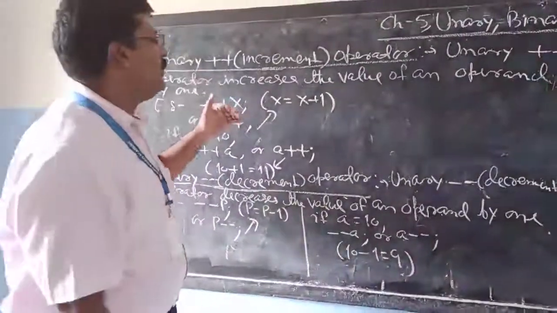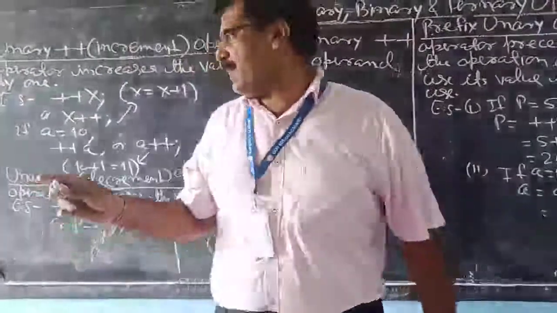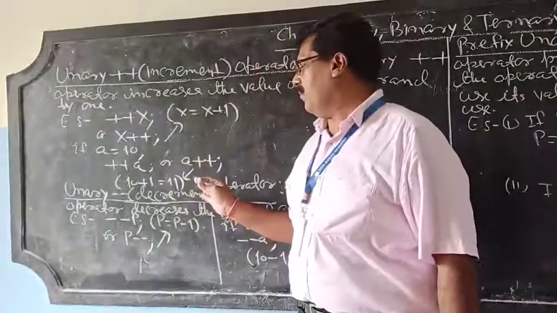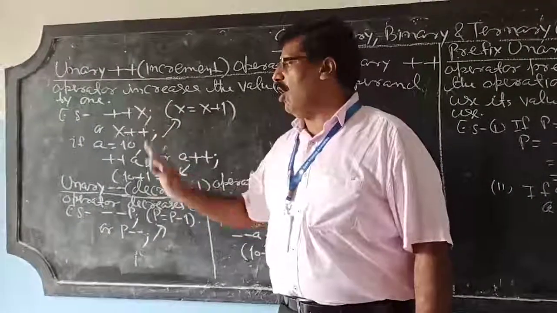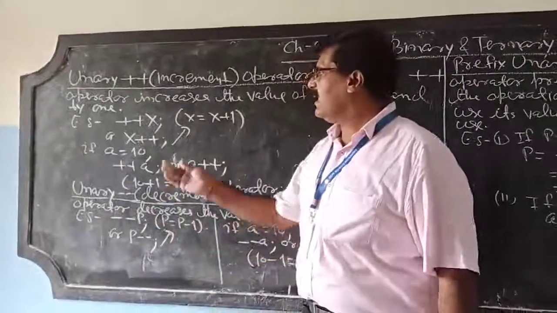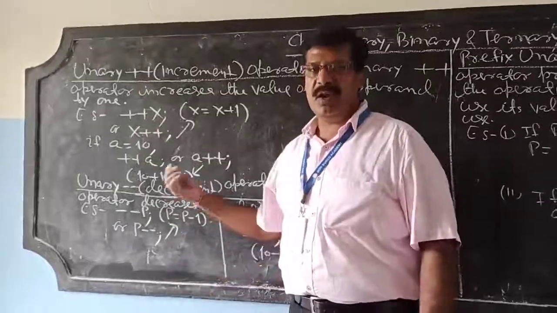So just now we have learned unary plus plus, the increment operator, and unary minus minus, the decrement operator. Plus plus increases the value of an operand by 1 and minus minus decreases the value of an operand by 1. It has two forms. If it comes before the operand, it is called prefix. If it comes after the operand, it is called postfix.